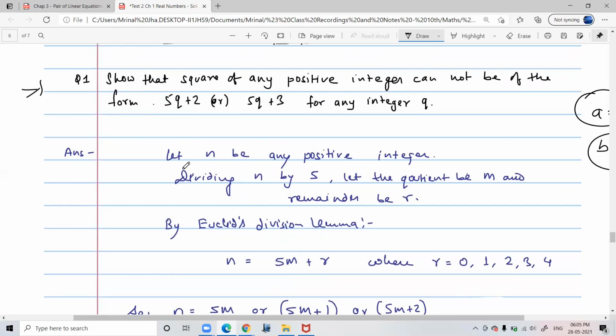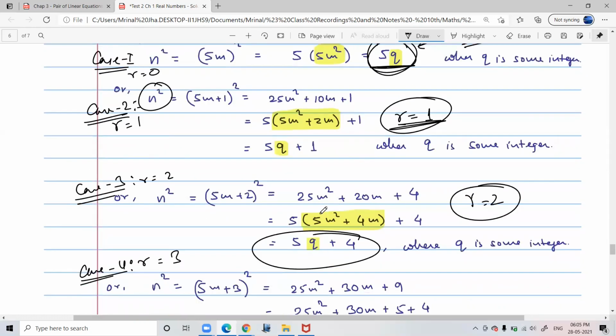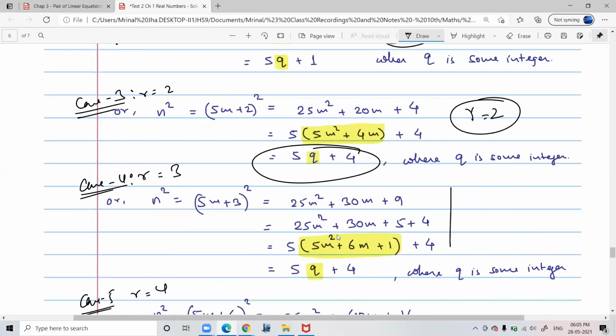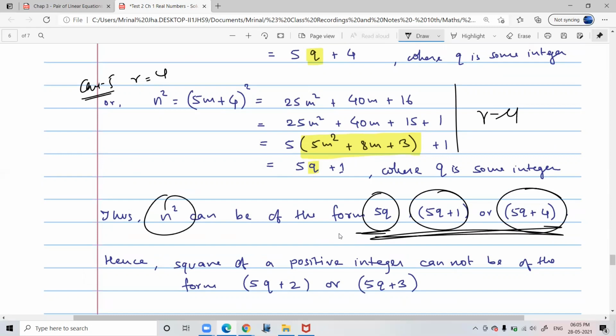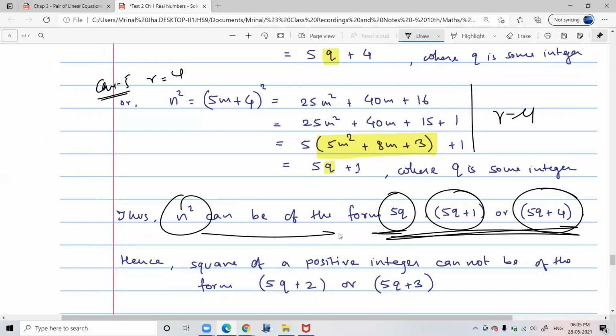So right now we are showing that it can be represented as 5q, 5q plus 1, 5q plus 4, and then take the value of r is equal to 3. Again here also it becomes 5q plus 4 only. So there is no 5q plus 2 and 5q plus 3. The last one, r is equal to 4, also takes 5q plus 1 only. So we have exhausted all the possible scenarios. Out of all the 5 cases, we showed that it can only take the form of 5q, 5q plus 1 or 5q plus 4. These are the only 3 possible ways in which n square can be written. So if these are the only possible ways, then this cannot be the way. That's what we have written: square of a positive number cannot be written in this form.